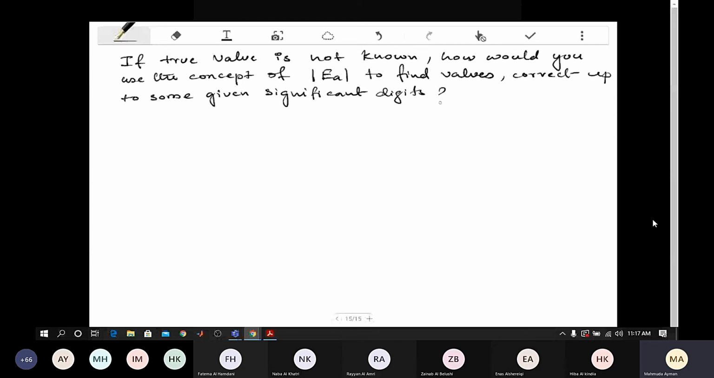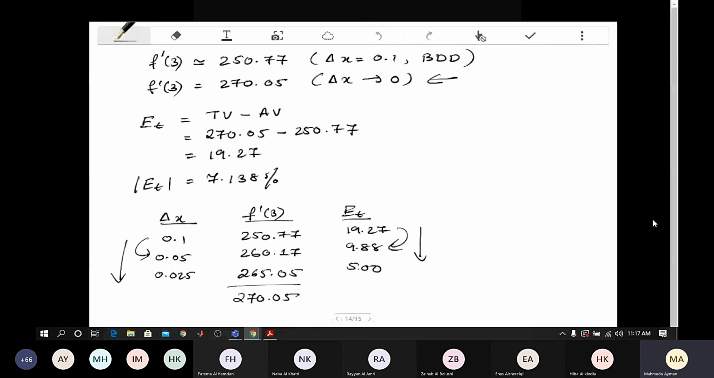So if the true value is not known to us, we use the EA to get to know exactly how many significant figures of the answer we can trust, right? So for this table here, let's calculate the EA. You can already see it over here clearly how many significant figures you can trust, but still, just for you to understand it better, what is EA? Can you calculate the EA for the first one here, for delta x is equal to 0.1?